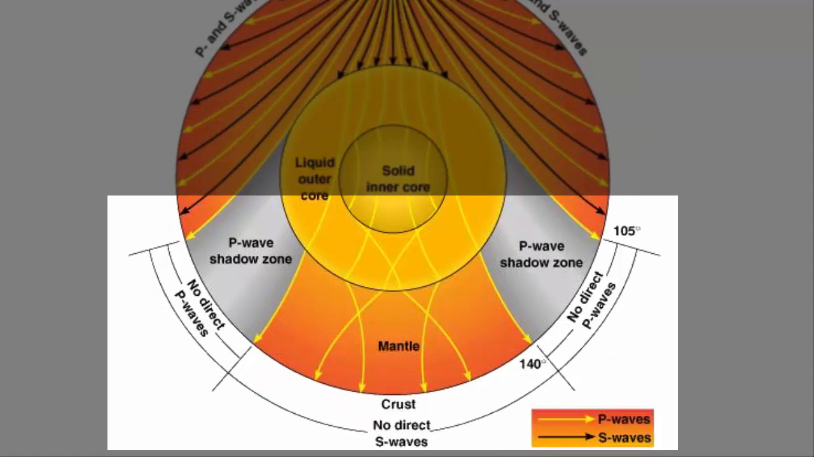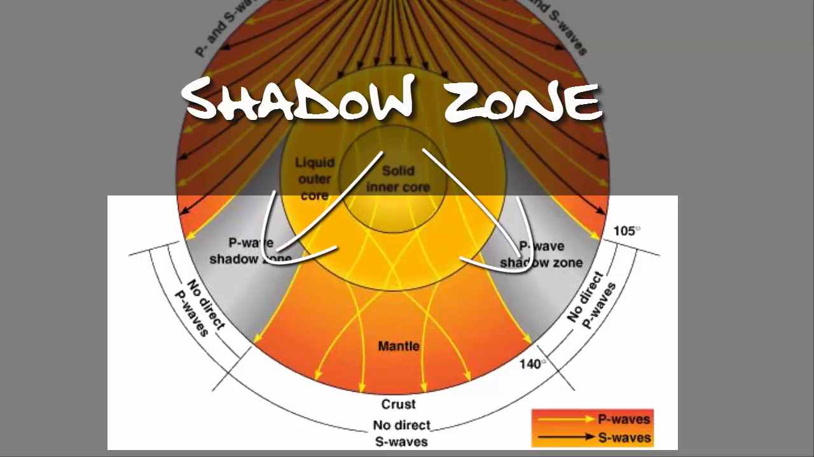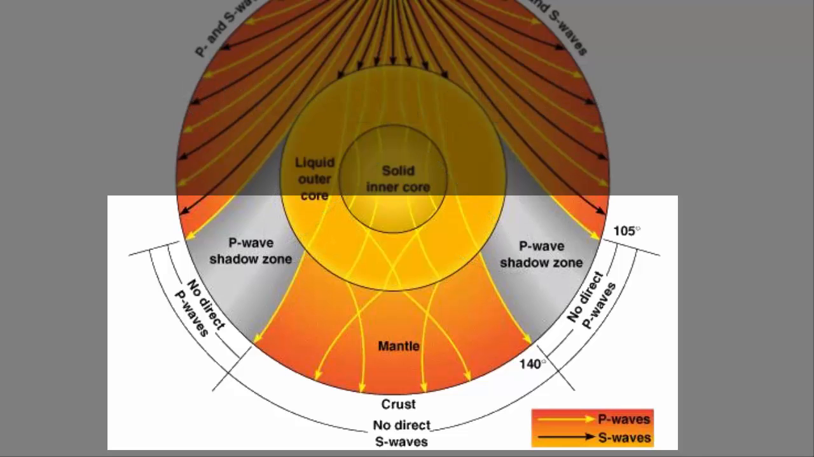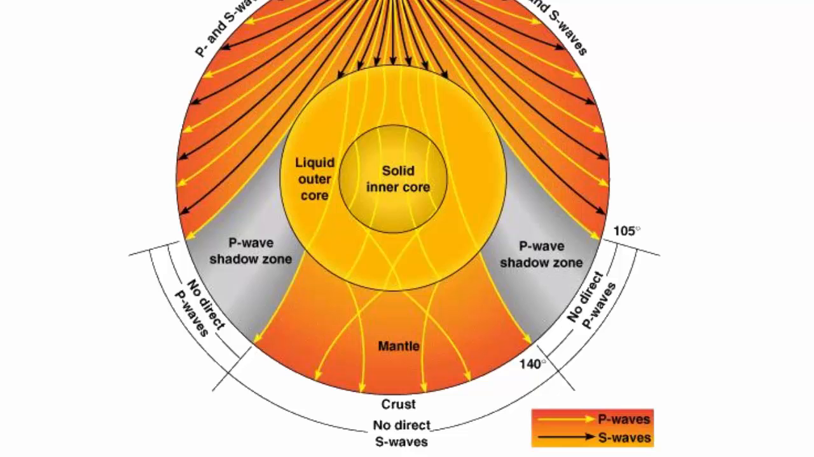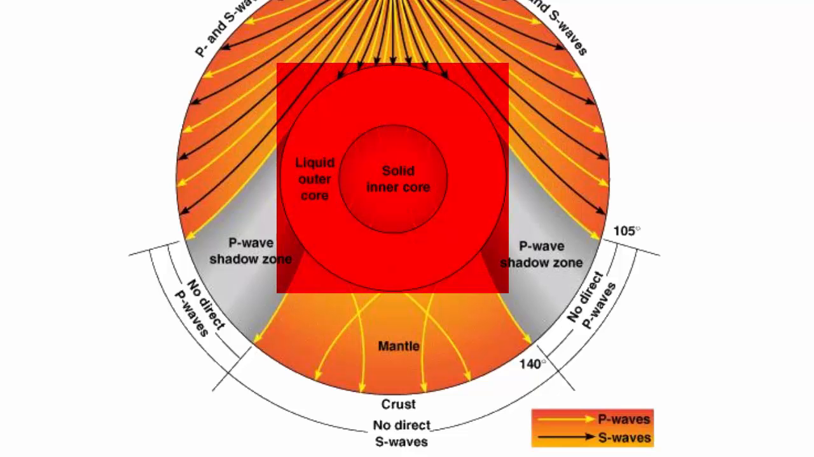P waves can go through liquids, but when they do, they get refracted, and they end up getting deflected away from these areas. And that becomes the shadow zone. This is an area that doesn't get any waves during an earthquake. The P waves eventually do come out on the other side, but they're not followed by S waves. Now, the only way for all this to happen is to have some type of liquid layer inside the Earth. So therefore, the outer core must be liquid.